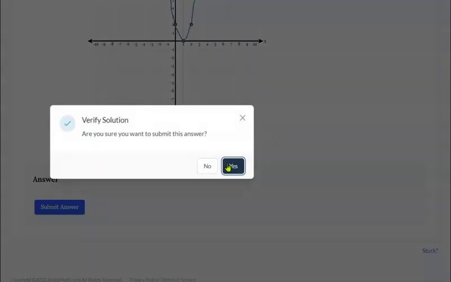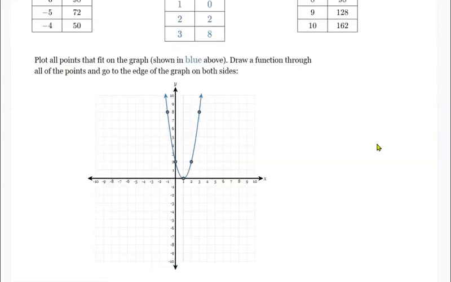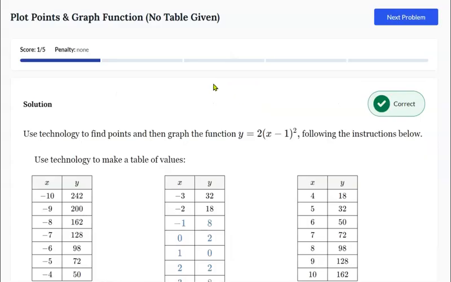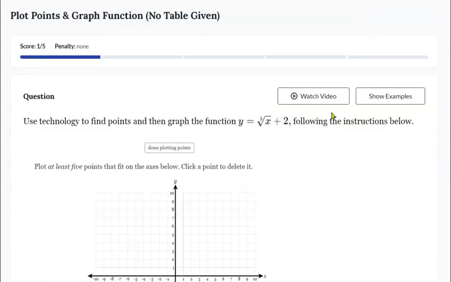So I'm going to submit my answer and let's see how I did. Yes. All right, so they have some dotted lines. See, I wasn't exactly perfect, but it was good enough. All right, let's try this one more time.